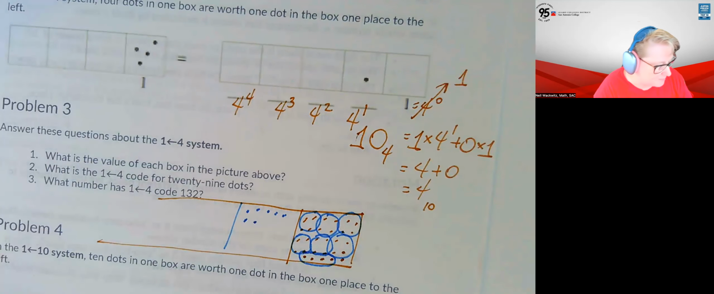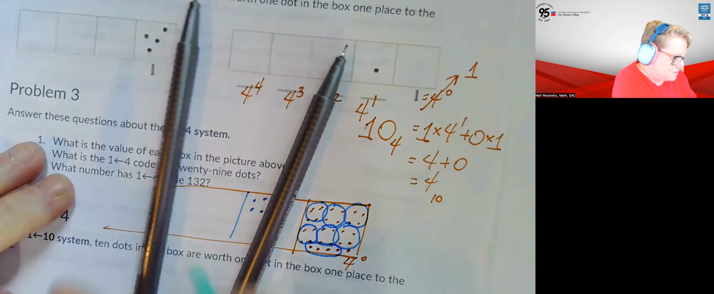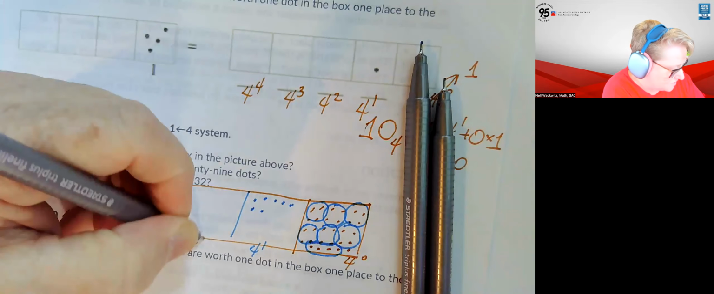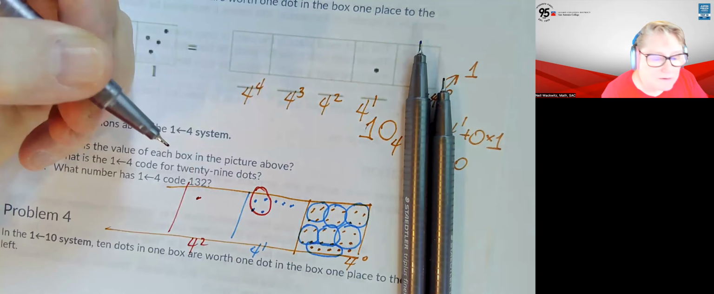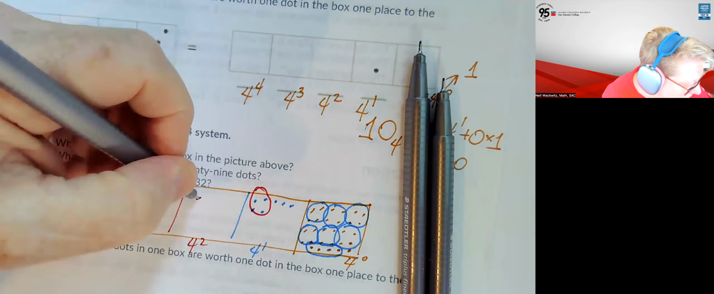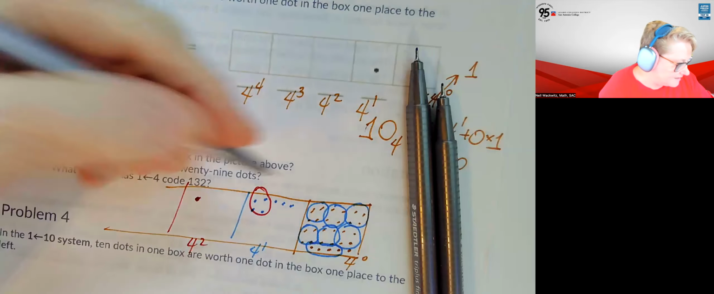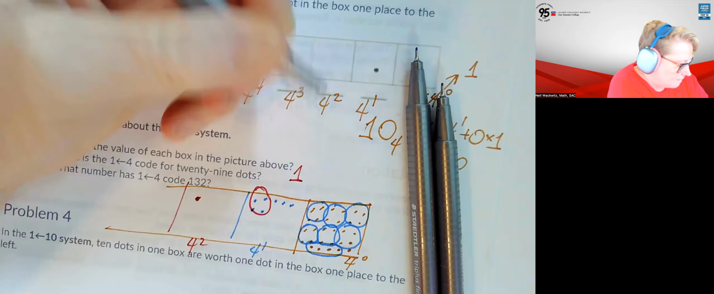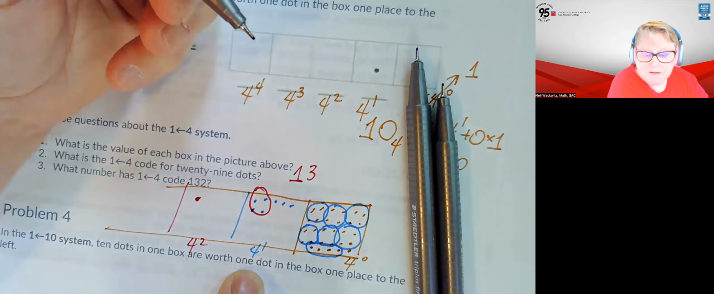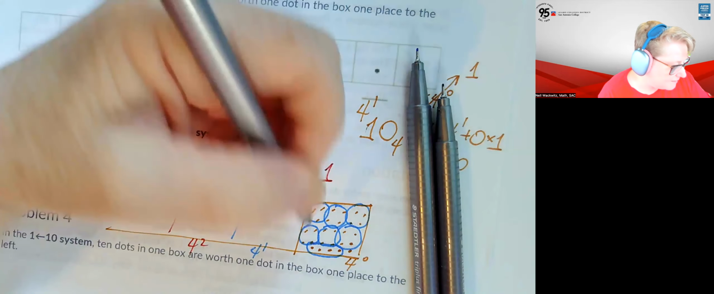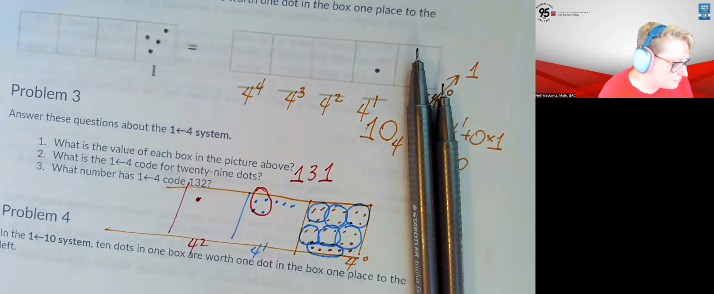Let's see if we continue. So we've got 4 to the 1st. We had 4 to the 0's. And let's do 4 squared. So let's see. These 4 dots make 1. And we don't have 4 more. So the number that we get is 1 in the 4 squared place, 3 in the 4th place, and 1 in the 1's place.